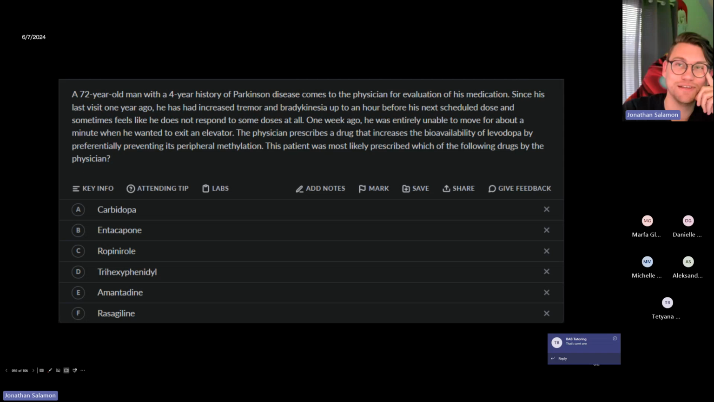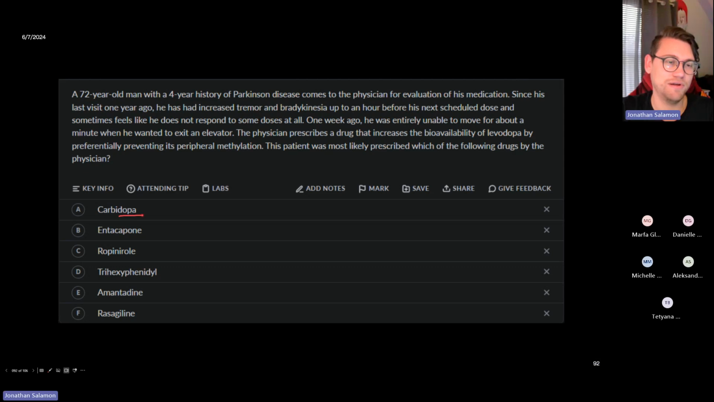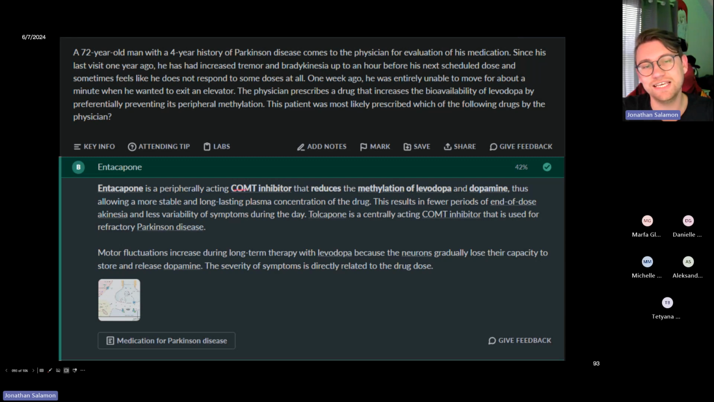That is the COMT one, right? That's correct. Why is it not carbidopa? Because carbidopa inhibits dopa decarboxylase. Entacapone is a COMT inhibitor. Entacapone, right? COMT. The T, I'm pretty sure, is methyltransferase, right? I'm assuming this is catechol-O-methyltransferase, right?